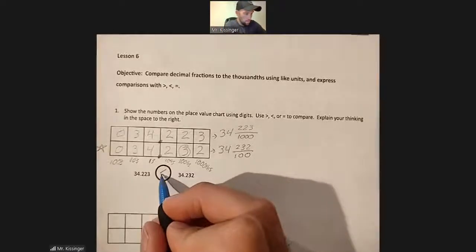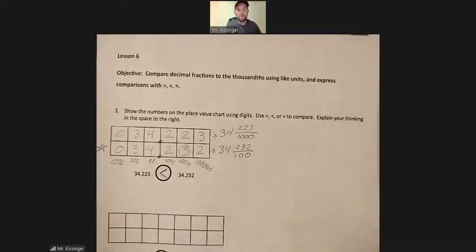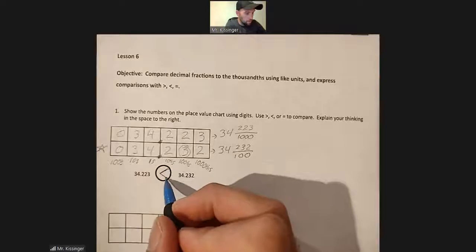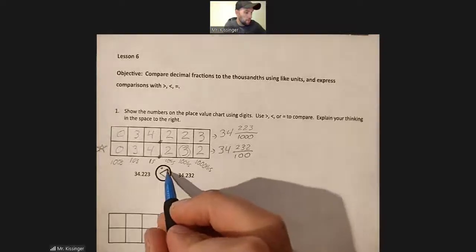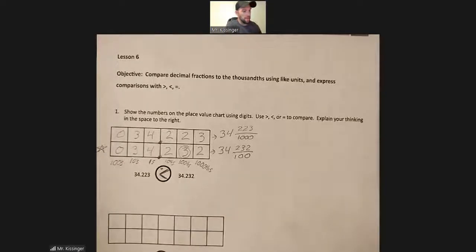So we put our less than sign in here, and I put the big part of this comparison sign toward the bigger number. Or I know sometimes you may have learned it before as the alligator eats the bigger number. Or I like to do Pac-Man. Pac-Man eats the larger number. So you are going to put a less than sign in there, and we are done with number 1.